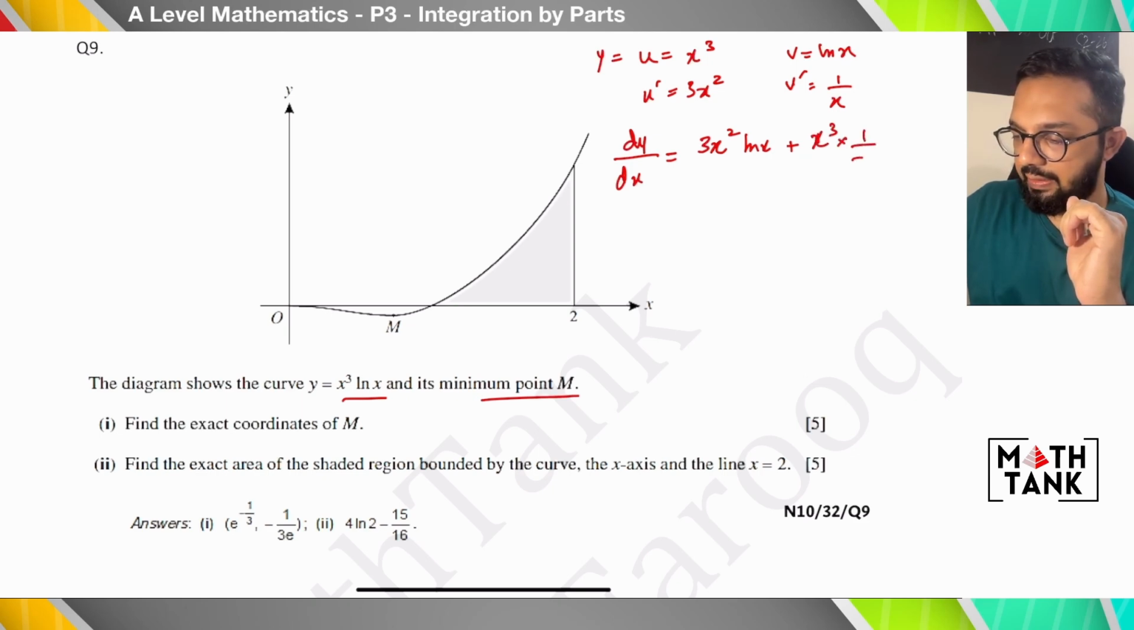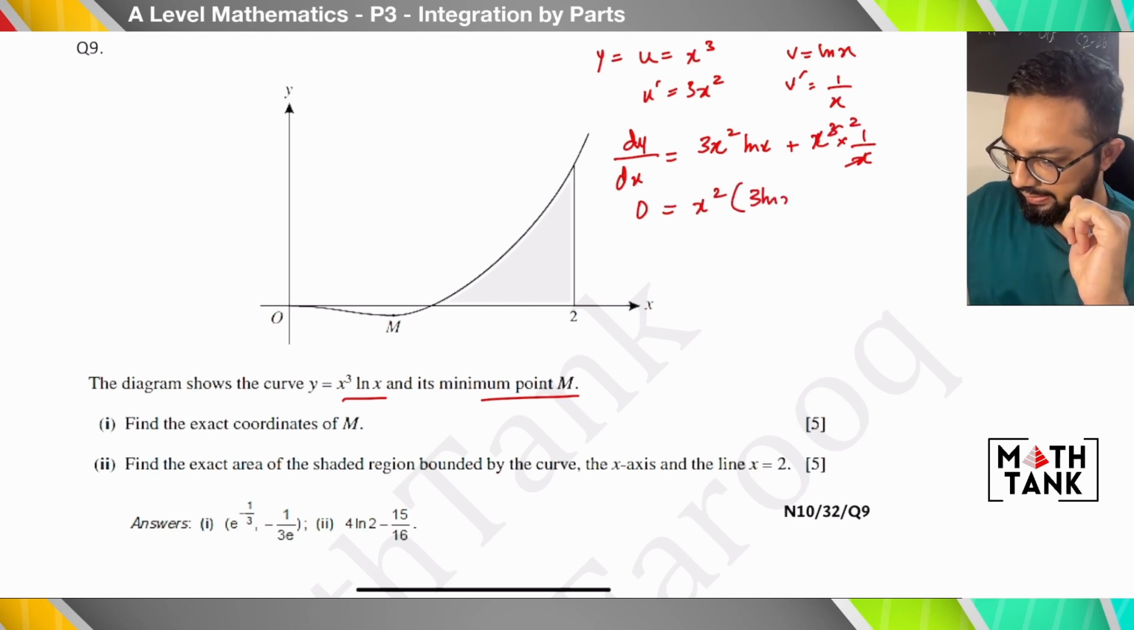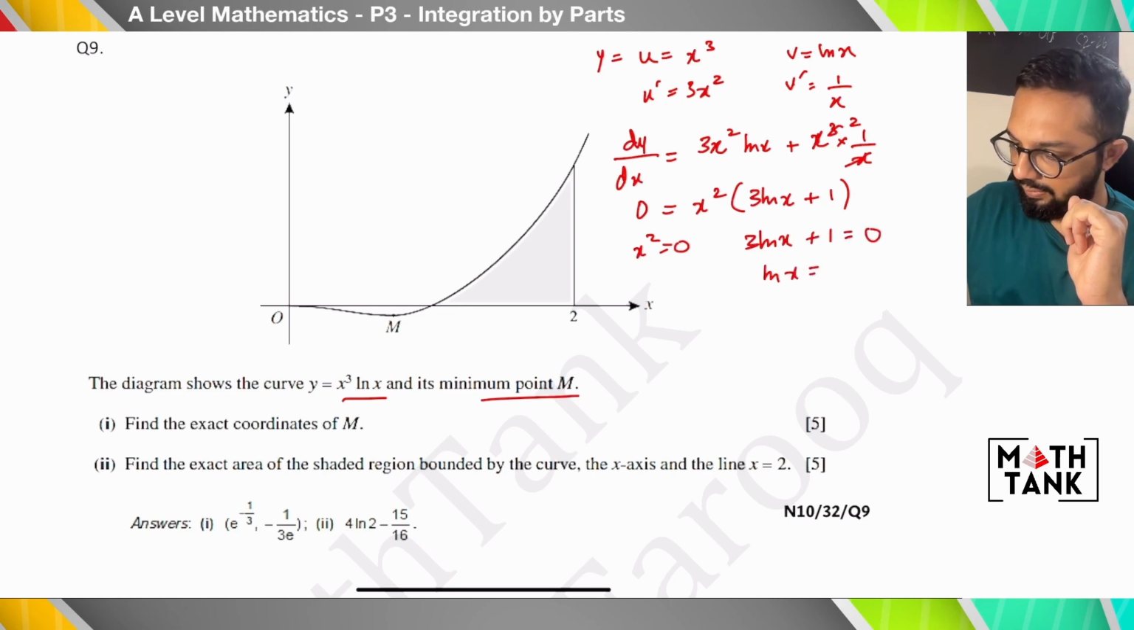x cube 1 over x. So equating this to 0, I see I have x squared common. So 3 ln x plus 1. Either this equals 0 or 3 ln x plus 1 equals 0. Ln x is therefore minus 1 over 3. x equals e power minus 1/3.